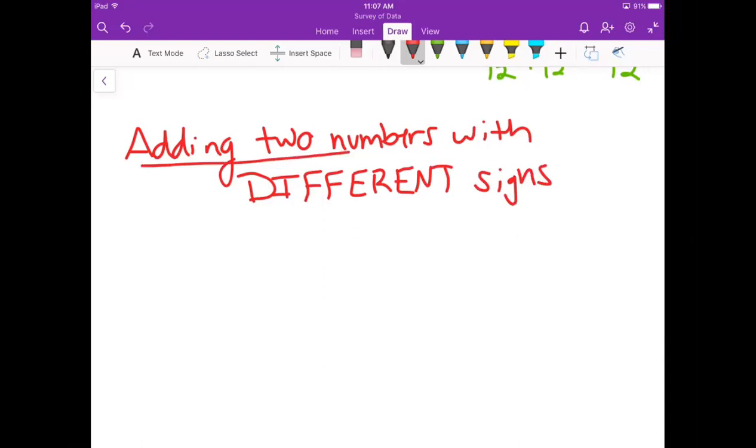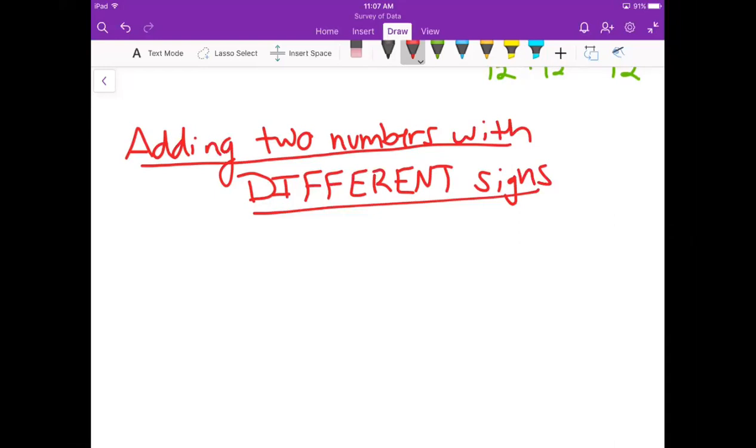Okay, this is the harder case because there isn't a straightforward rule about what the sign will always be. Before it was, if it's two positives, the answer is positive. If it's two negatives, the answer is negative. But this will go back and forth depending on the scenario. So what we're looking at here is what happens when we add a positive with a negative number.